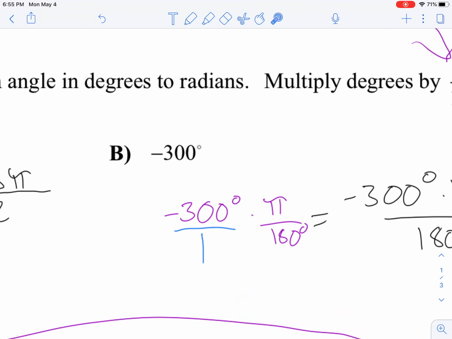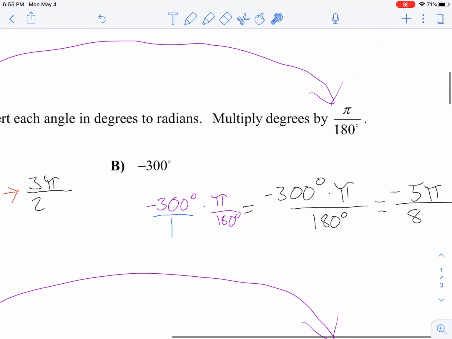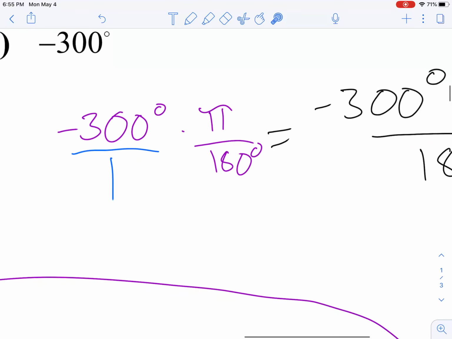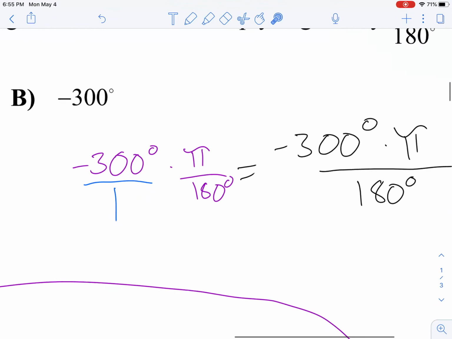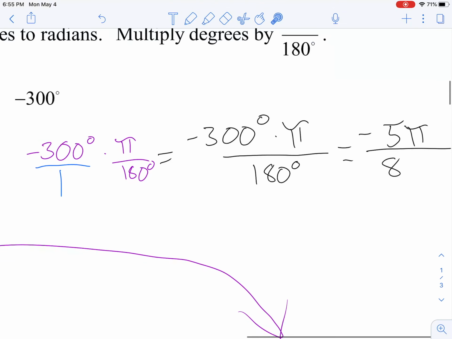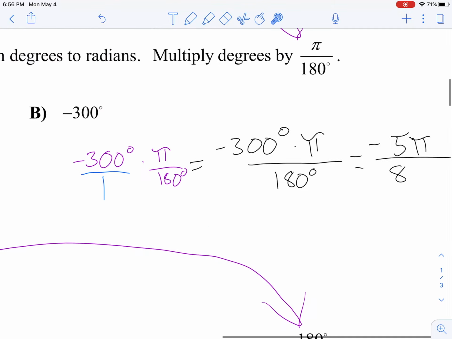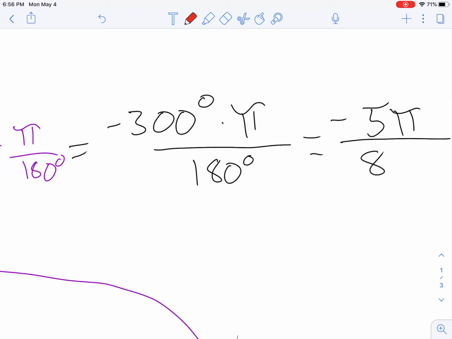So we're taking whatever we've been given, and we're multiplying it by pi over 180. So in this case, we have negative 300 degrees times pi over 180 degrees. Again, what I did, instead of cross-canceling in this step here, I said negative 300 degrees times pi is negative 300 degrees times pi. I just wrote it all one line together. And then 1 times 180 degrees is 180 degrees. So if I were to then reduce, I can reduce my degree signs. They cancel each other out.